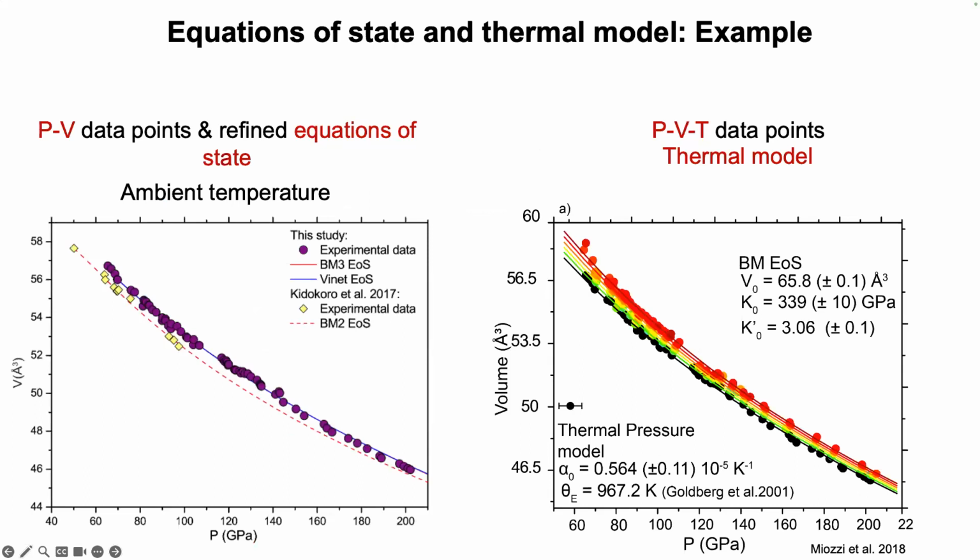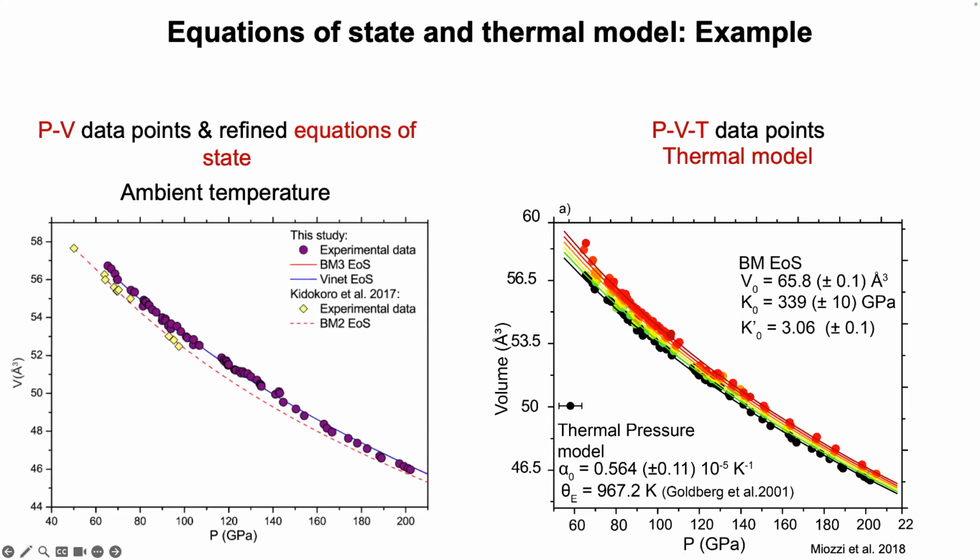So first of all, I want to focus on this graph. Here we have pressure, volume. These are data at ambient temperature, so 300K. And first of all, these are two data sets. This is from my publication. This is from another person who worked on the same material. Two striking things in this figure. Both of us start approximately at 50 GPa.